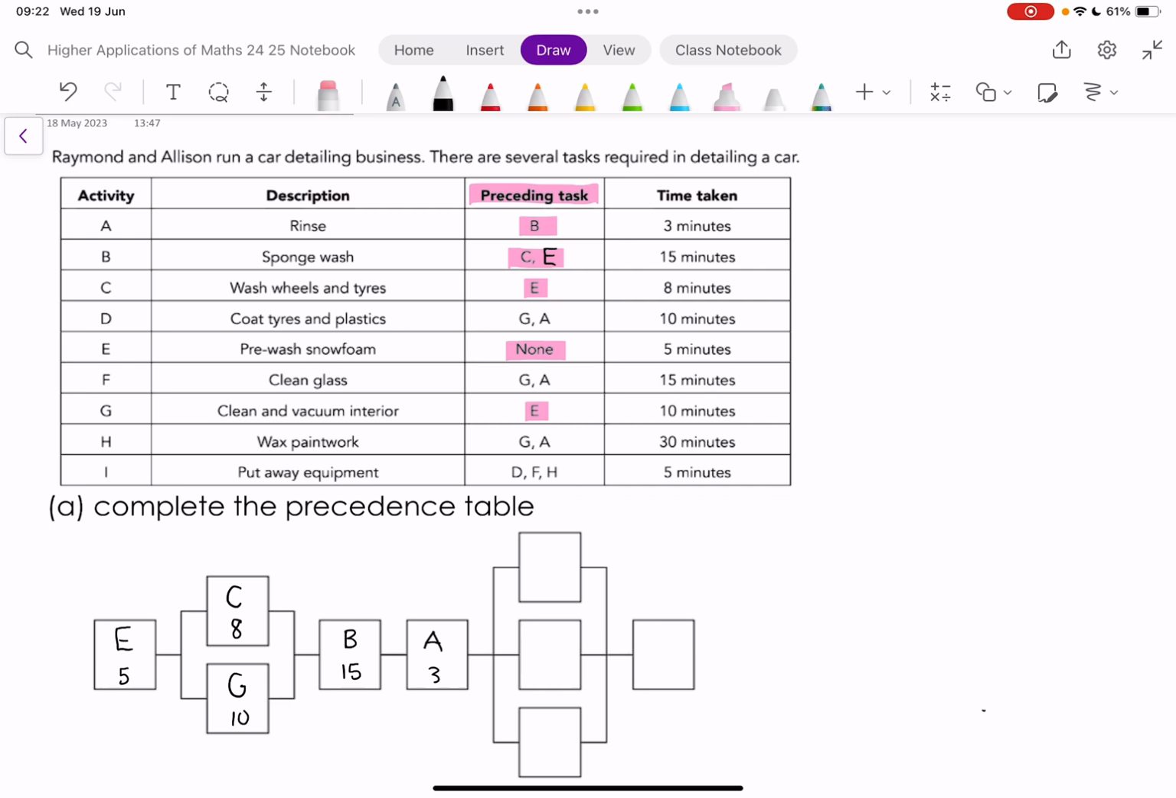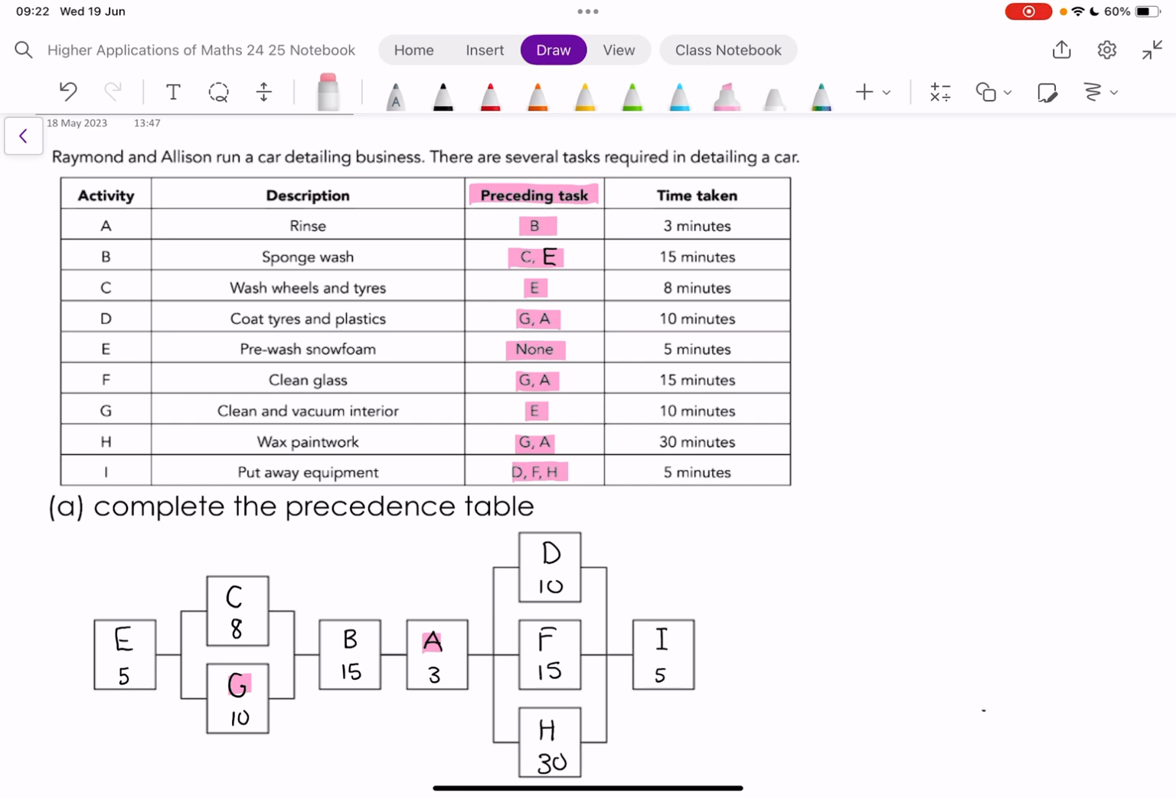That takes 3 minutes. Now, after A, I'm looking for 3 tasks. So I can see 3 lots of G and A have happened, and that makes sense because G and A have both happened to feed into that 3 there. So D, F and H. So D was 10 minutes, F is 15 minutes and H is 30 minutes. And then lastly, D, F and H feed into I. And that takes 5 minutes.